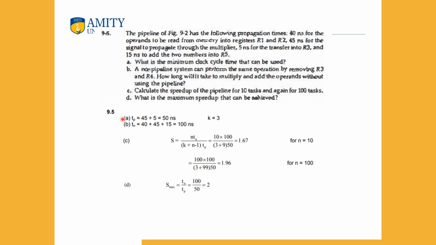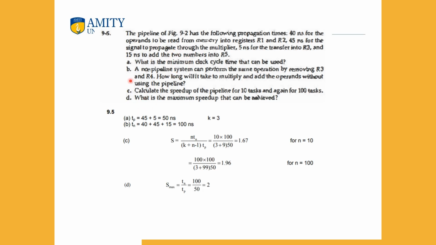So the minimum clock cycle time will be the pipeline time, hence the pipeline time will be calculated by taking 45 plus 5, which we have from the following: 45 nanoseconds for the signal to propagate to the multiplier, and 5 to transfer from R3. Okay, so that is the minimum clock cycle where we are getting rid of the extra registers where we are storing.